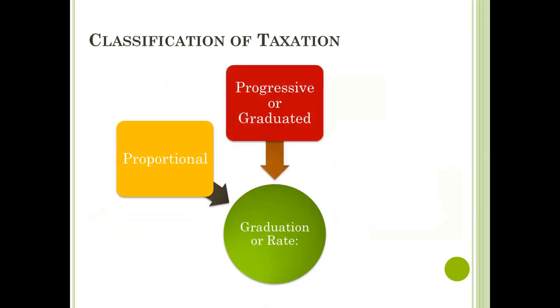For progressive or graduated, the rate of which increases as the tax base increases. So another example is income tax, estate tax, and donor's tax. For regressive tax, the rate of which decreases as the tax base increases. We have no regressive taxes here.